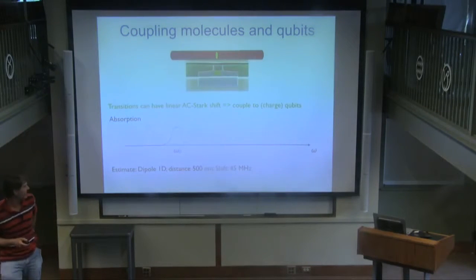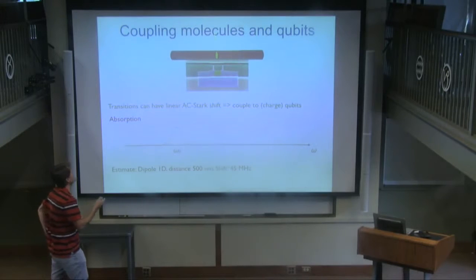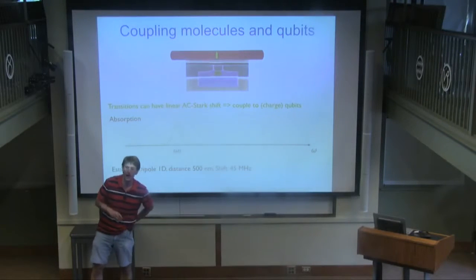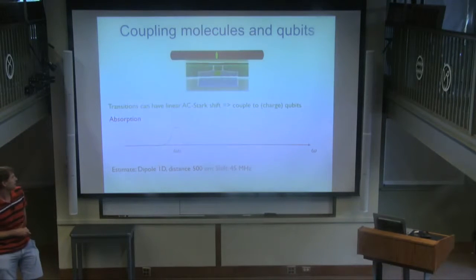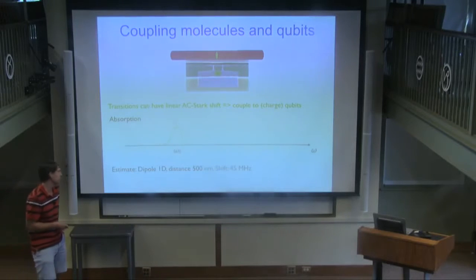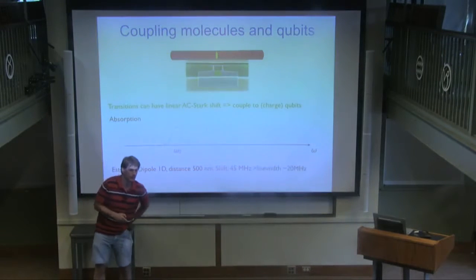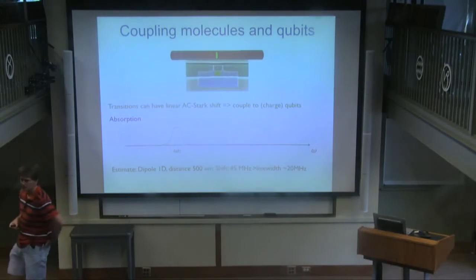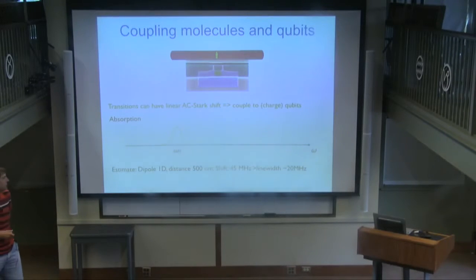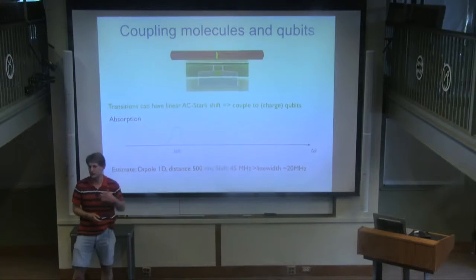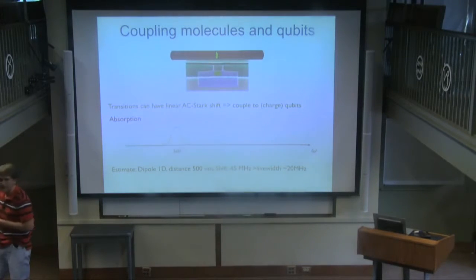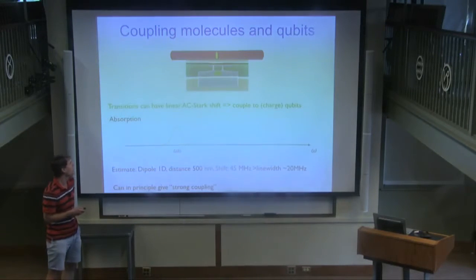So if you sit down and do the numbers, say that this differential AC Stark shift corresponds to a dipole, and you're 500 nanometers away, then the shift from just a single Cooper pair jumping can be on the order of 45 megahertz, which is actually larger than the line width of these, which is typically around 20 megahertz. So it really is that, by one Cooper pair shifting, you can switch the line completely. So in principle, it gives a strong coupling.